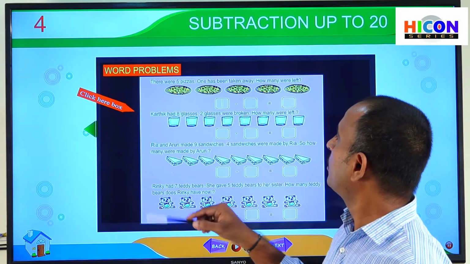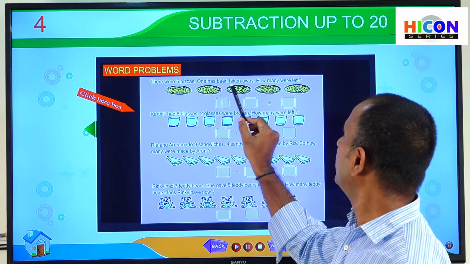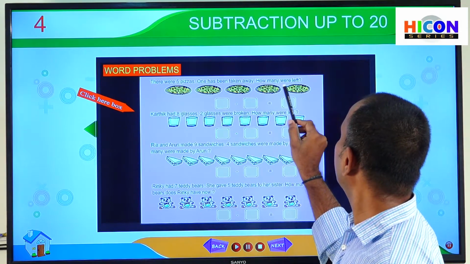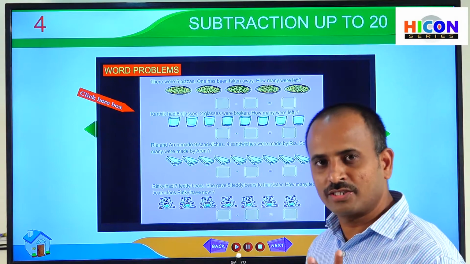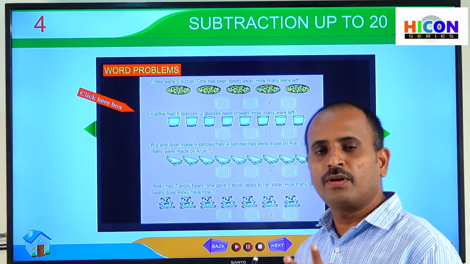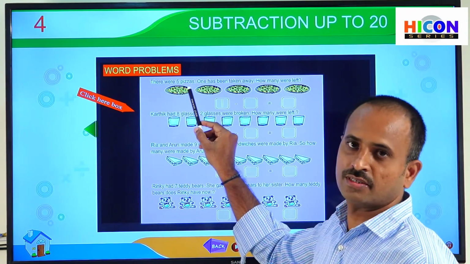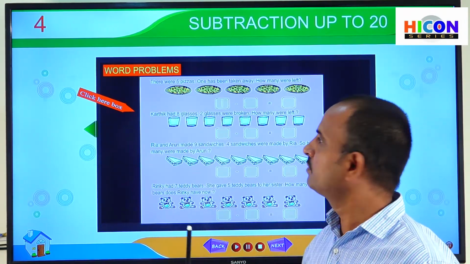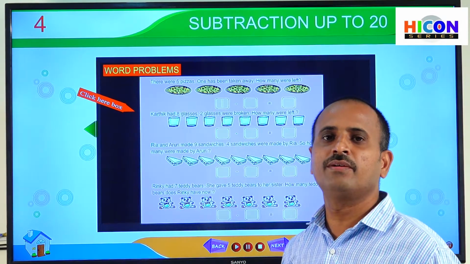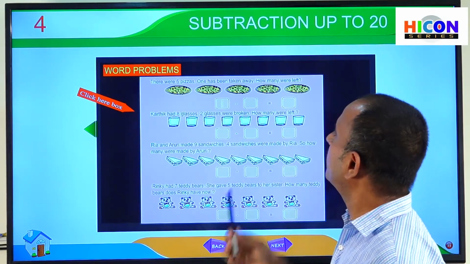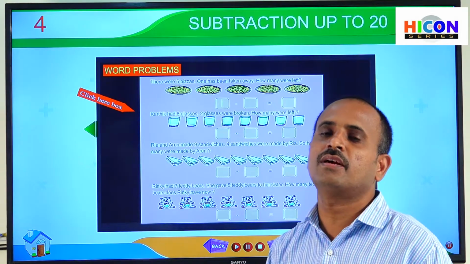So let us read the first problem. There were 5 pizzas. One has been taken away. How many were left? So children, do you understand the problem? First you understand the problem. You have to read the problem until you understand. So again read the problem. There were 5 pizzas. The total number of pizzas is 5. One has been taken away. That means he has eaten 1 pizza among the 5 pizzas. How many were left? If he has taken away 1 pizza among 5 pizzas, how many pizzas are left there?